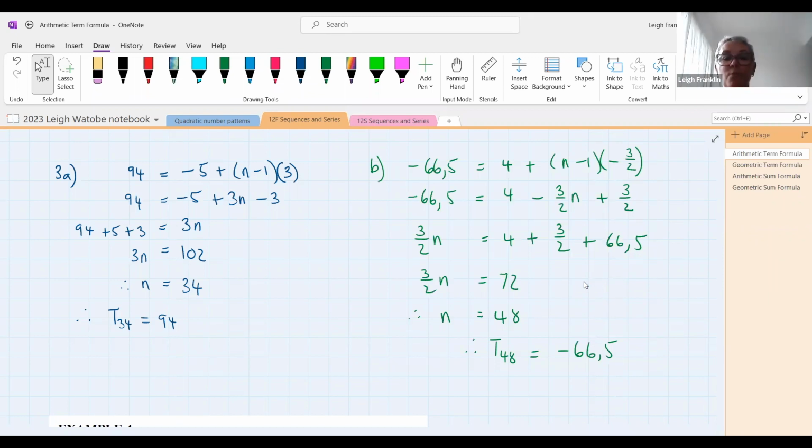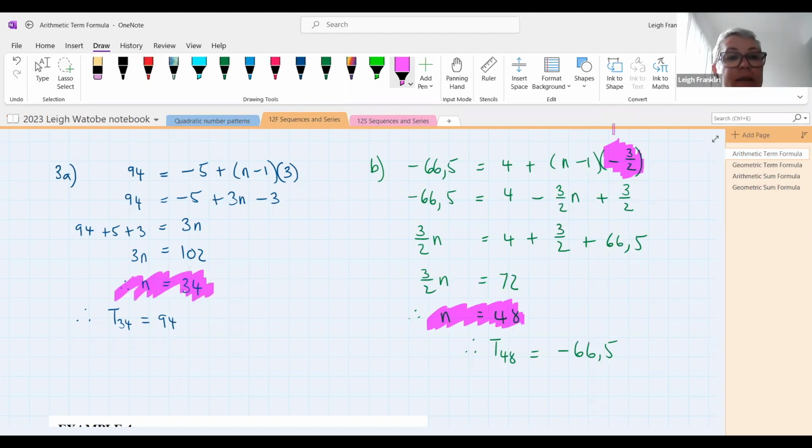So that one was a little bit more difficult. Did you guys remember to put the difference in brackets? Okay, I think that's really important when your difference is negative. And then remember, when you get your answer, it has to be a natural number. Very, very important when we're working out n.